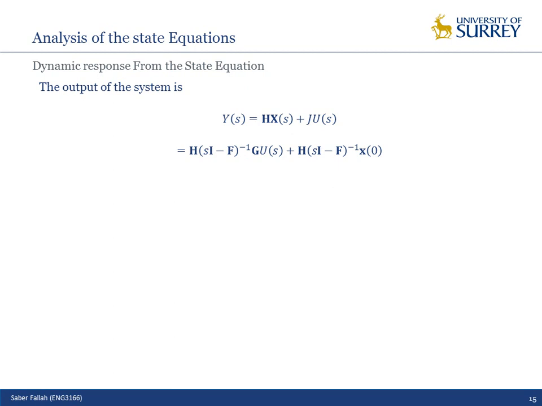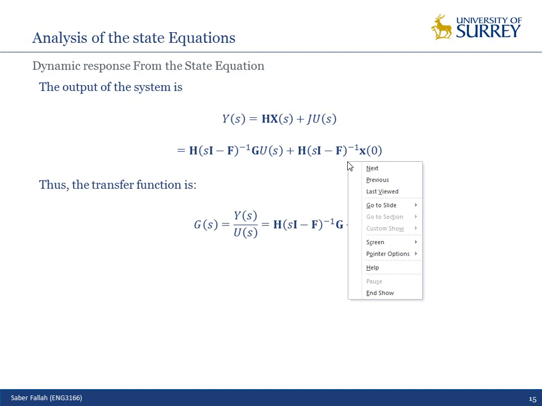So I put x0 equal to 0, and I can find the ratio of Y over U, which is given as H(sI minus F) inverse G plus K. So if you have the state space representation, using this relation, you can directly find the Laplace transfer function, Y(s) over U(s).